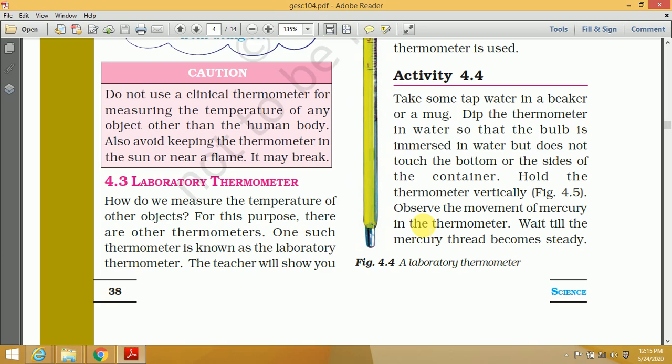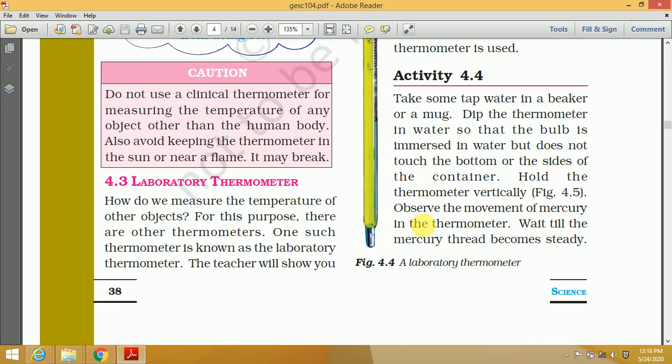We need to wash it first, then give some jerks to the thermometer so that the mercury falls to the lowest level. Then you keep the thermometer under the tongue, and after 1 minute you can read the thermometer after holding it properly in your hand. And one more thing we discussed is that a clinical thermometer should not be used for finding the temperature of any object other than the human body.